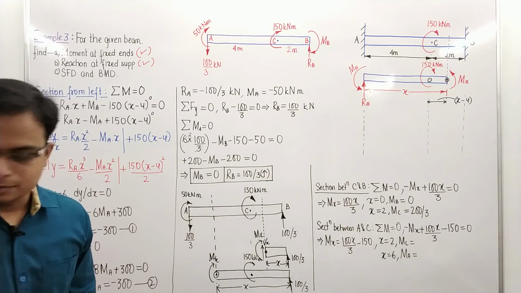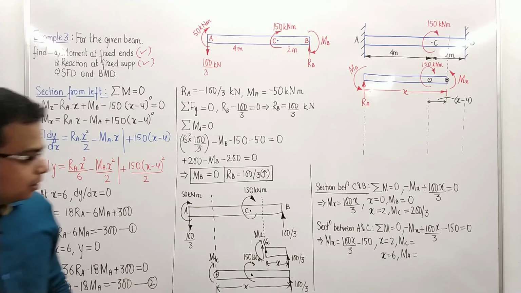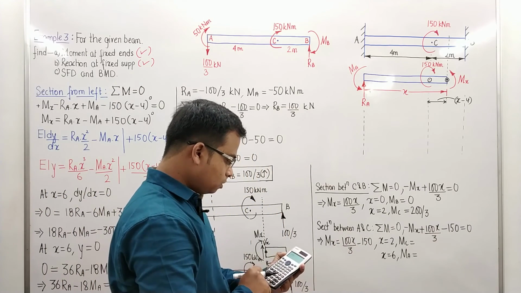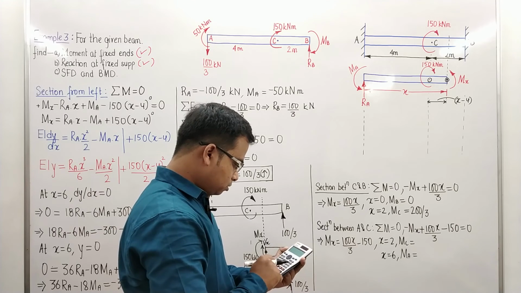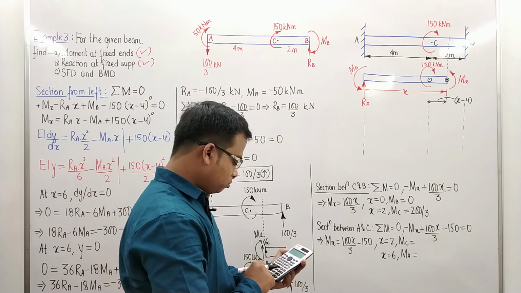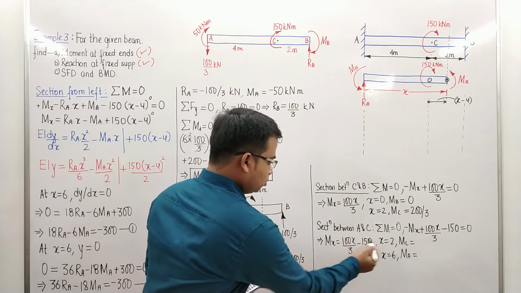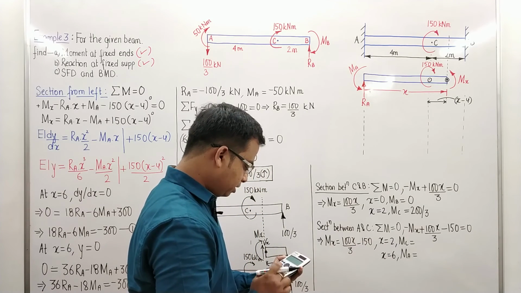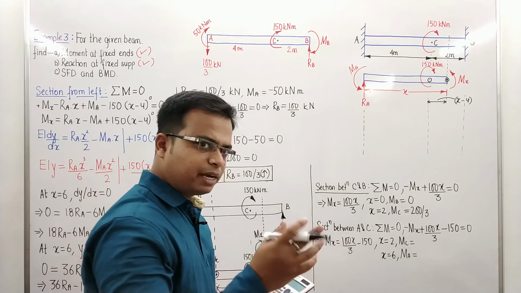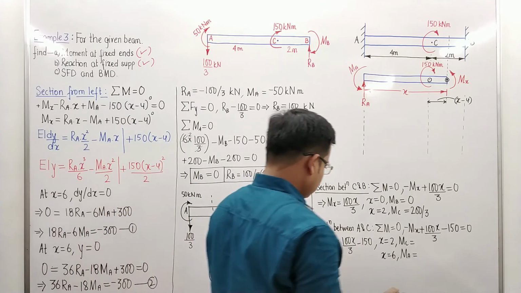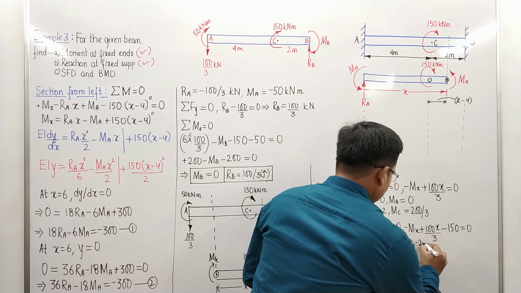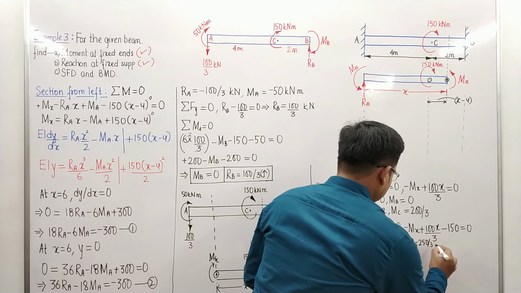Okay, so let's just plug in x is equal to 2. This is going to be 200 over 3, 2 into 100 is 200 over 3, minus 150. So this is working out as minus 250 by 3, that is minus 83.33. Minus 250 by 3.